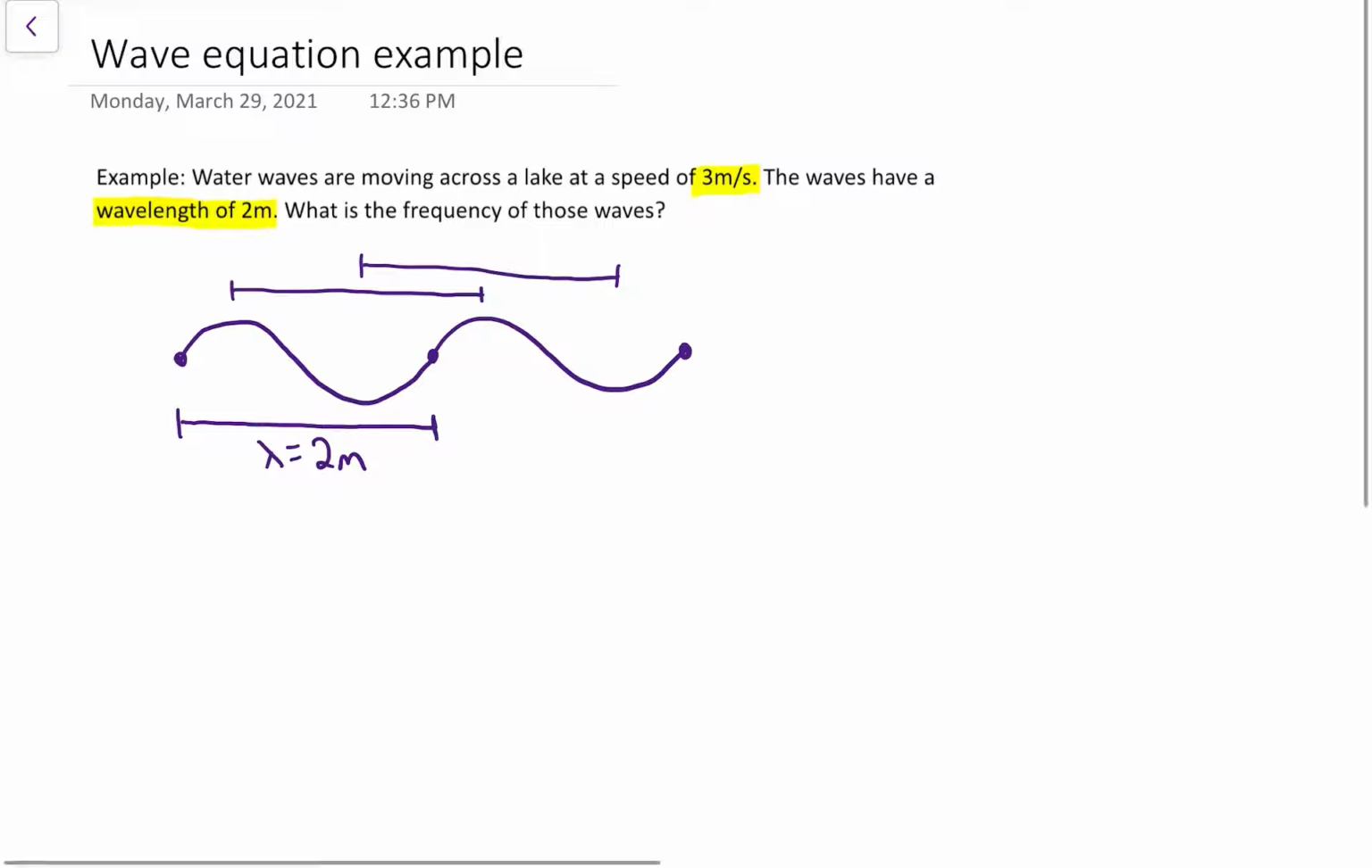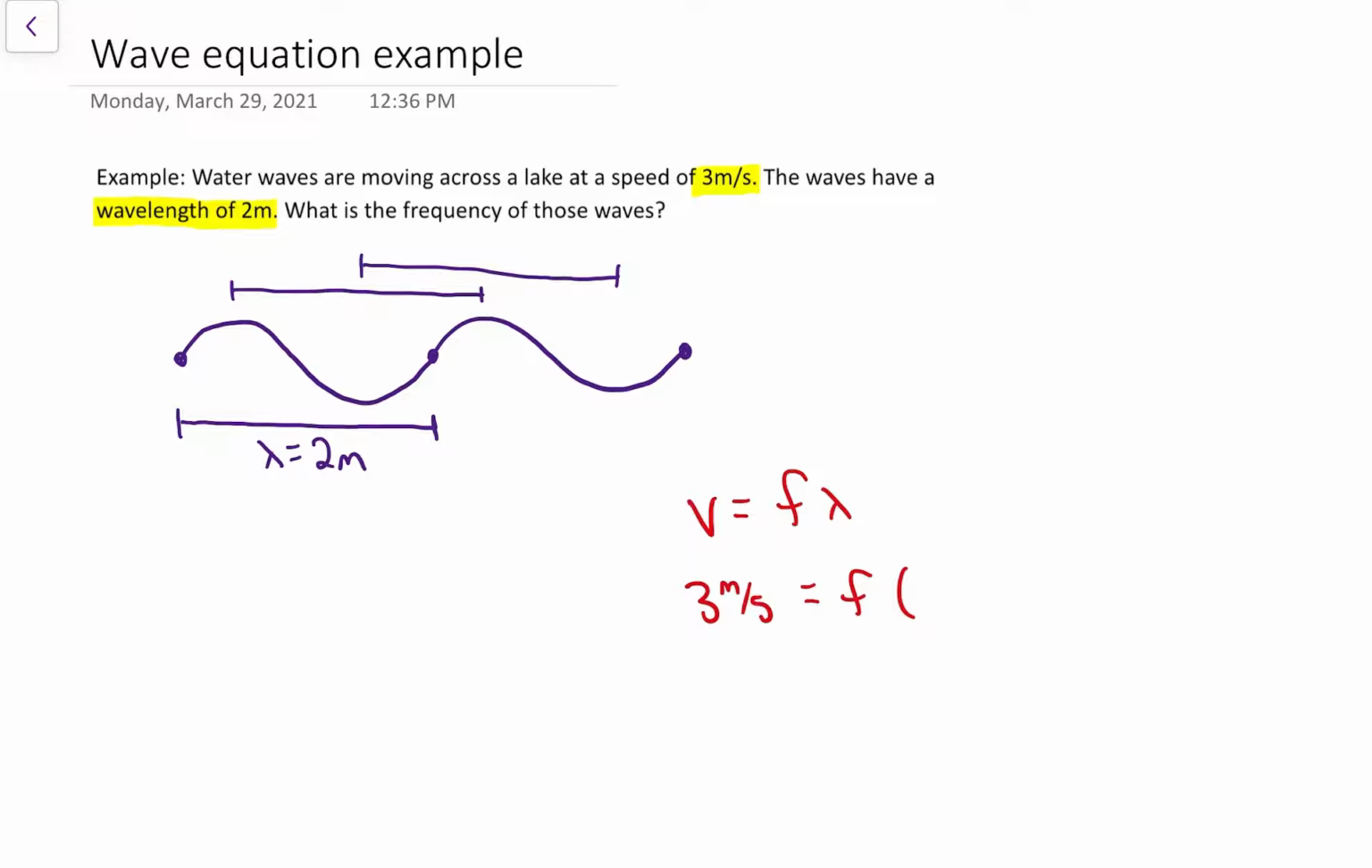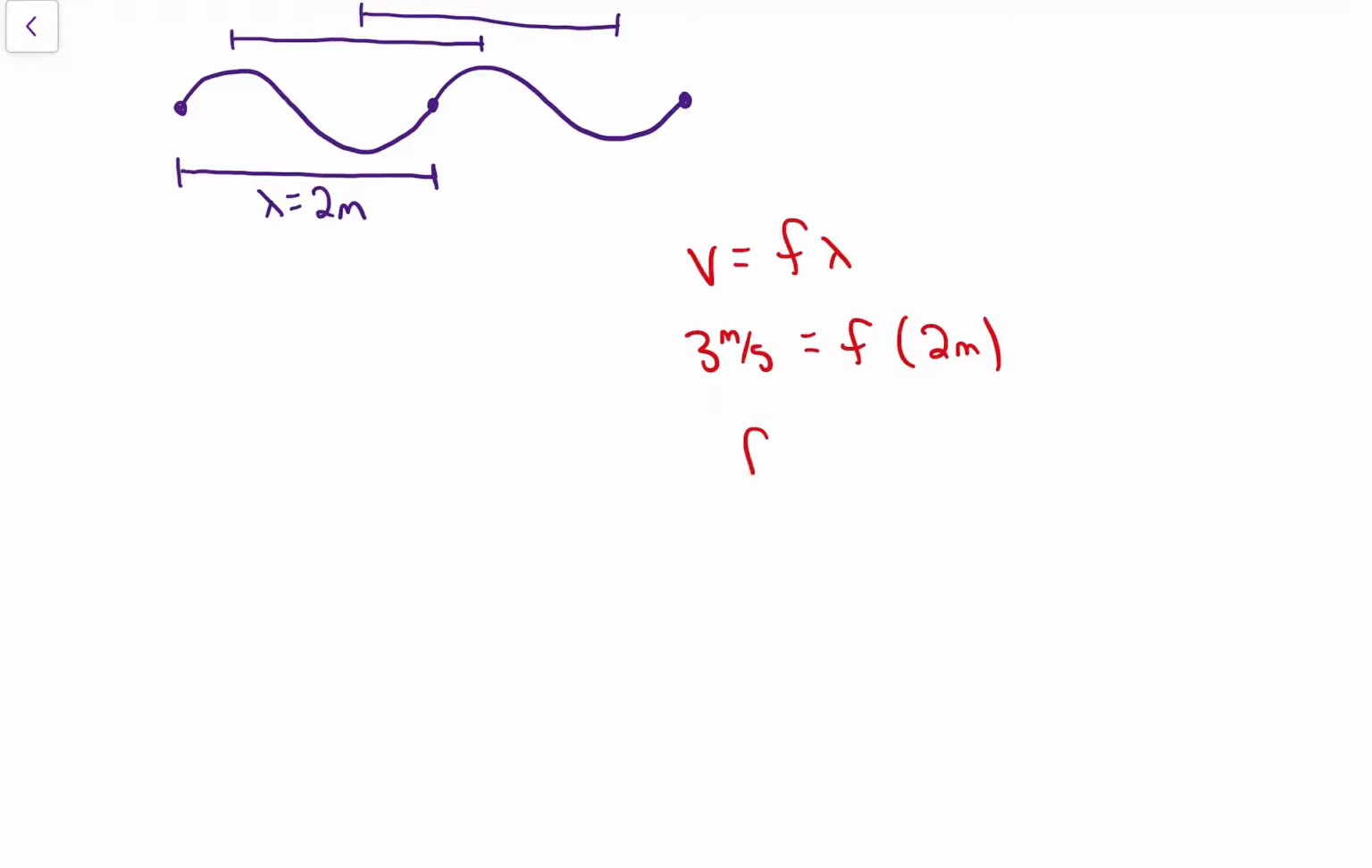Now what the wave equation says is that the speed of a wave is connected to the frequency and the wavelength by v equals f lambda. If you know that it's moving at a speed of 3, I'm going to put the units in, 3 meters per second. We don't know the f, but if we know that the lambda is 2 meters, then you don't have to put the units in. I'm just doing it to show you how they work out. f all by itself is the 3 meters per second divided by the 2 meters. Number-wise, 3 divided by 2 is 1.5.